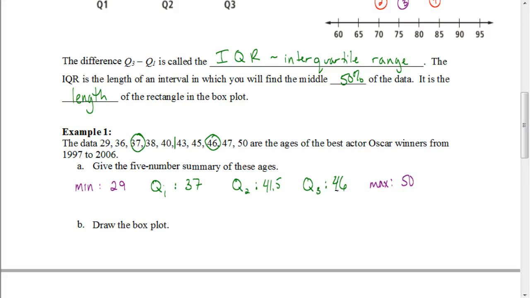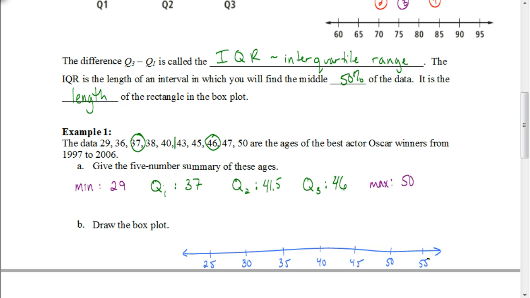So now I'm going to create a number line. I want to make sure that my number line is going to include enough numbers for the spread of data. My smallest number is 29, my largest number is 50. So I think what I'm going to do is start with 25 and count by fives. Okay, so there we have our number line.